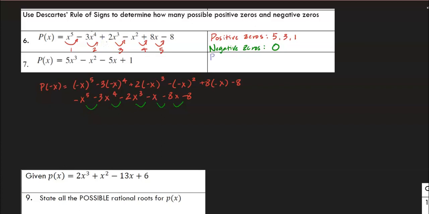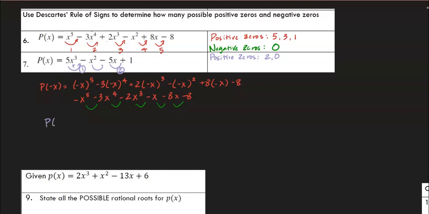For the positive zeros, we have a sign change here from a positive to a negative. No sign change here. And then one sign change here, so that's 2. Reduce the 2 by 2. So you get either 2 or 0 possible positive zeros.